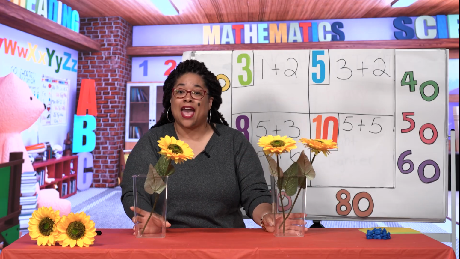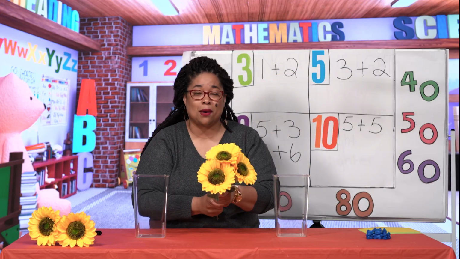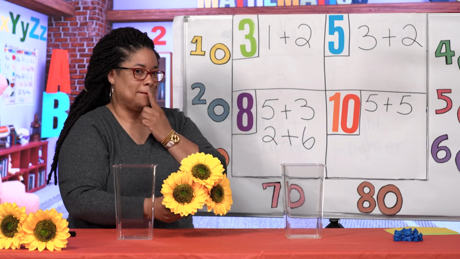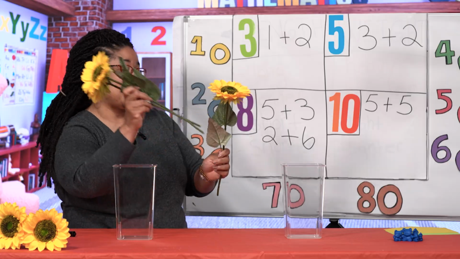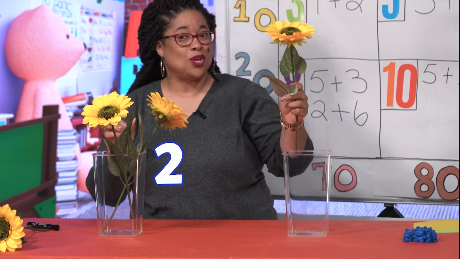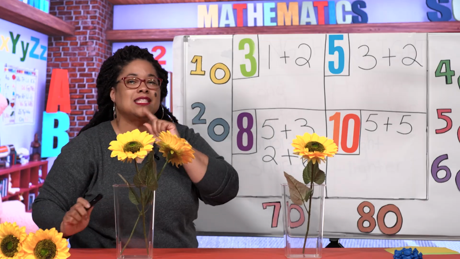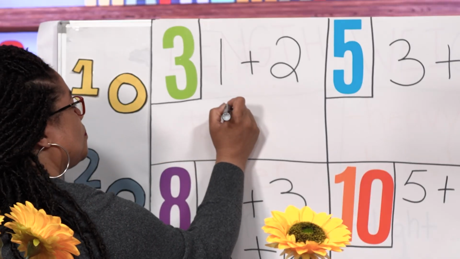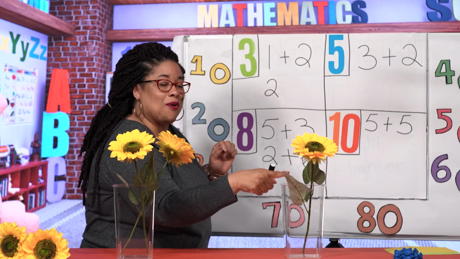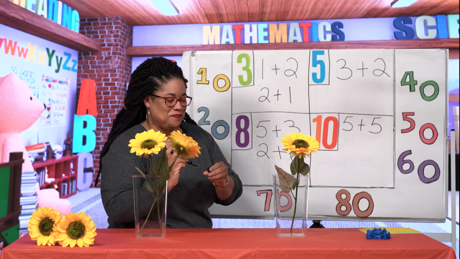Excellent. Now, can you come up with another way that we can break down or decompose the number 3? Oh, I heard you. Very good. I heard 2 and 1. And you are correct. That works. Let's make note of it so we don't forget. 2 flowers here and 1 flower here. Excellent job.